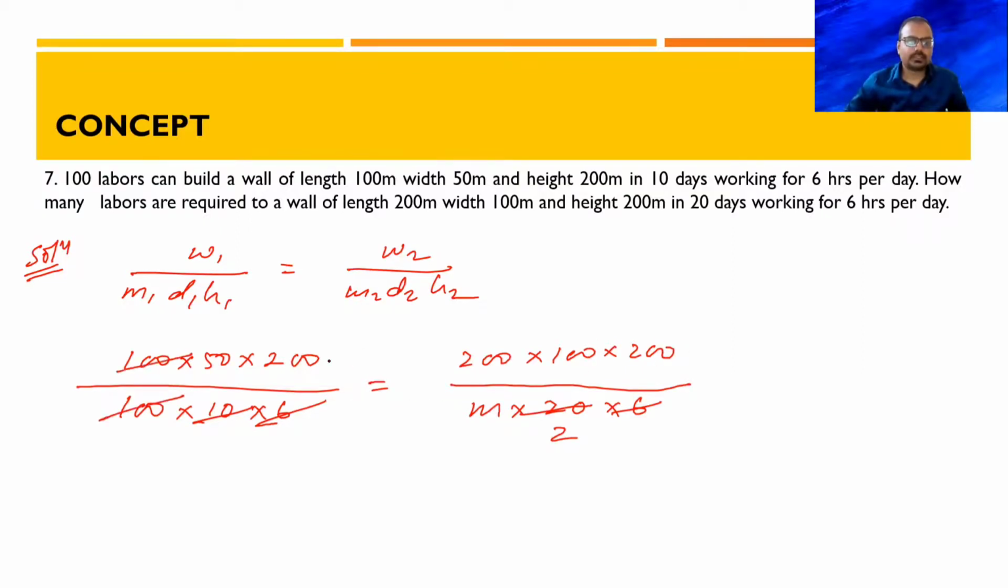100 cancels 100, 200 cancels 200. 50 into 2 is 100. So what is the value of M? M is equal to 200. So what is the number of labor required? That is 200.